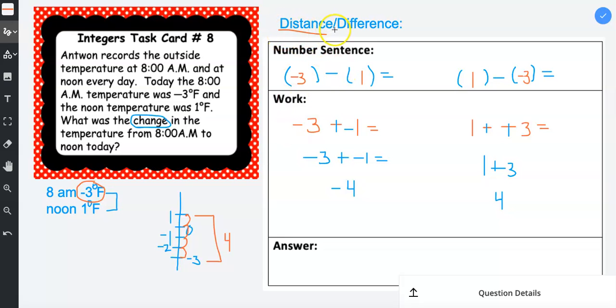And to find the distance between those two, we can write a subtraction number sentence. Now the reason why it doesn't matter the order is because we're going to get -4 or 4. It doesn't matter which way we write it because in the end, when they're asking you for a change, they're wanting you on the EOG to tell them a positive value. So the change was by 4 degrees.